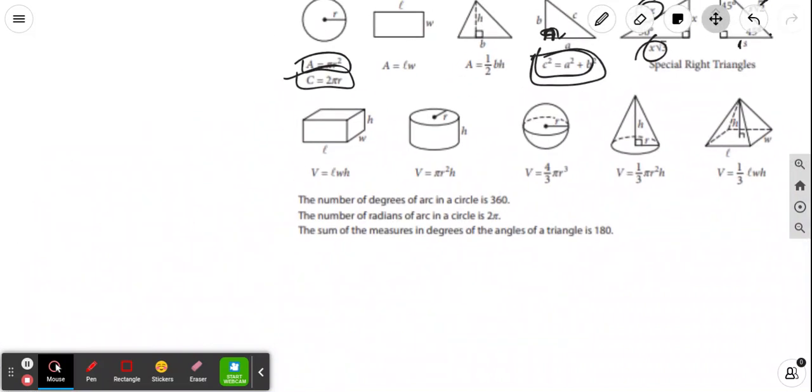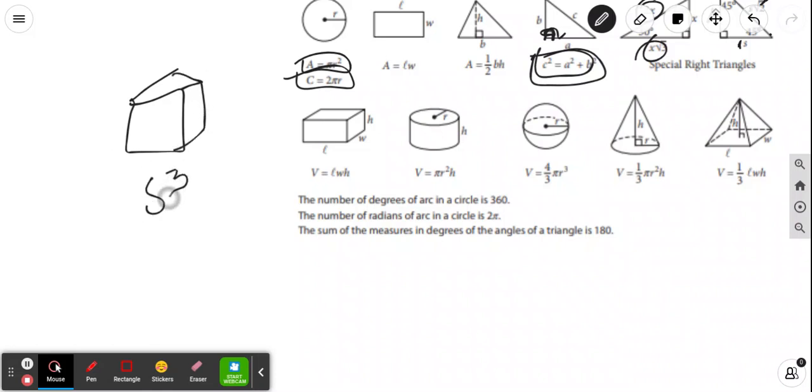Okay, the volume of a rectangular prism is length times width times height. And for a cube, it's s cubed, or length cubed. If you want to call it s, or if you want to call it l, both of those work.